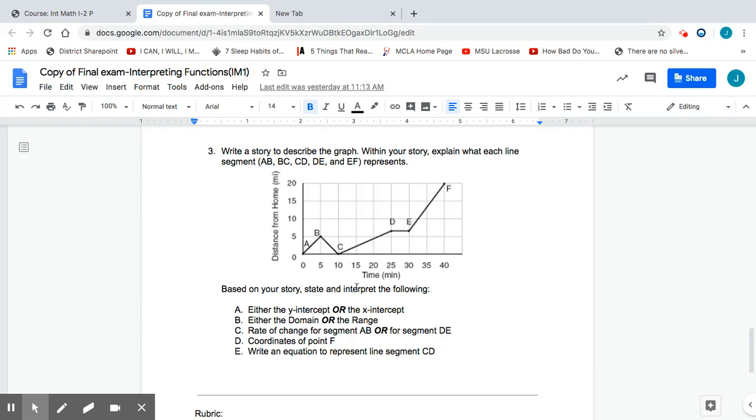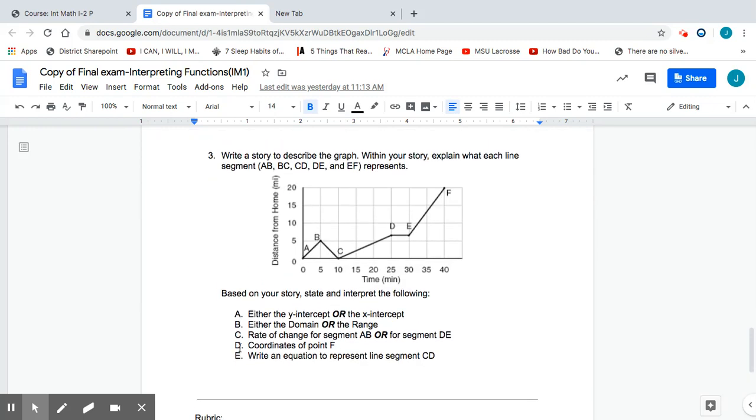Based on your story, state and interpret the following. You're either going to identify the y-intercept or the x-intercept of this graph. You might have to go back and find some videos on that. You're going to either figure out the domain or the range. Again, you're probably going to have to go back or look it up online. You can always look stuff up online. C, the rate of change for segment AB or for segment DE. D, the coordinates of point F. And then E, write an equation to represent the line CD. So again, based on your story, interpreting. You would have to do one of A, one of B, one of C, D, and E for question number 3.